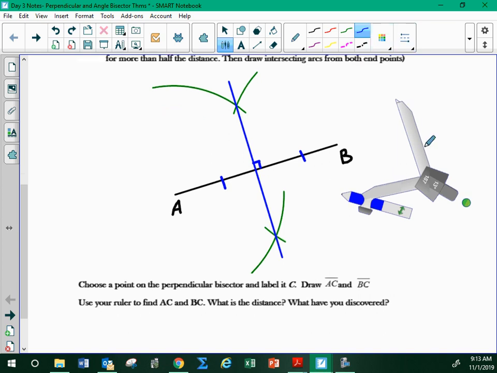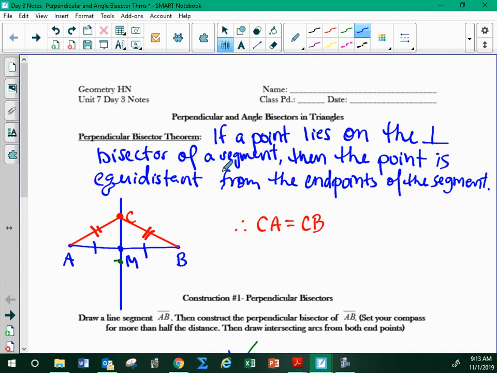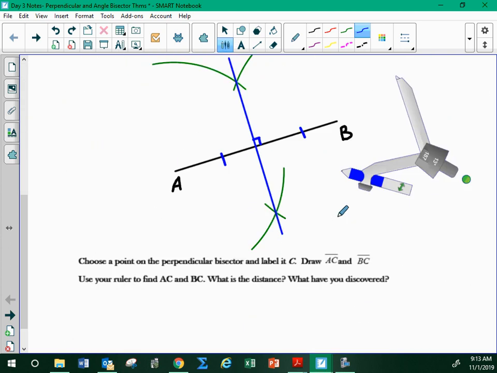Okay. So we should all have perpendicular bisectors. Now that we've done a perpendicular bisector, we're going to take it a step further and investigate our theorem. Our theorem said any point on here is equidistant from the endpoints of the segment. Underneath you'll see instructions about that. So now you get to choose a point anywhere on your perpendicular bisector. Let's call it C. Anywhere on your perpendicular bisector, draw a point and label it C.